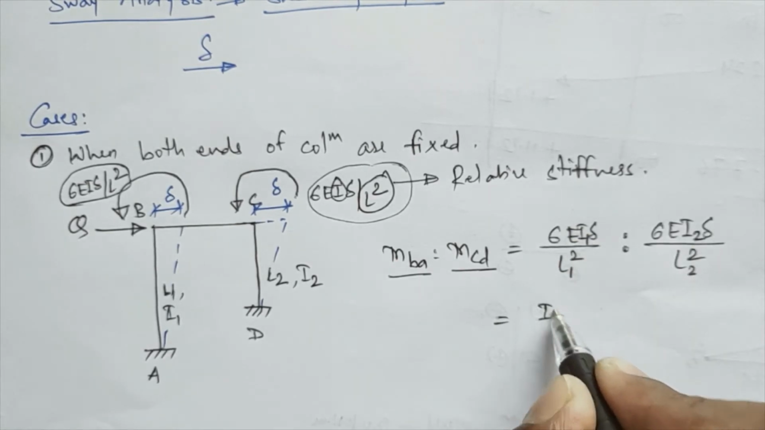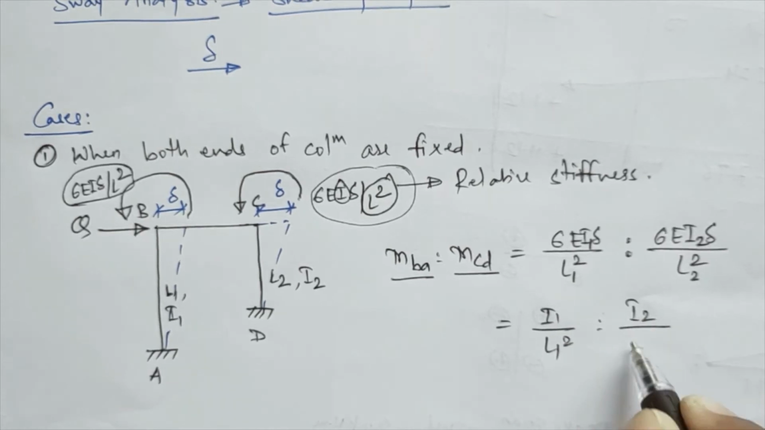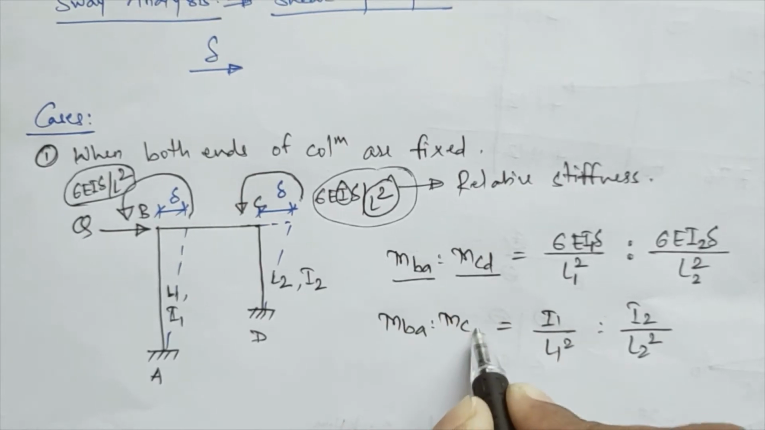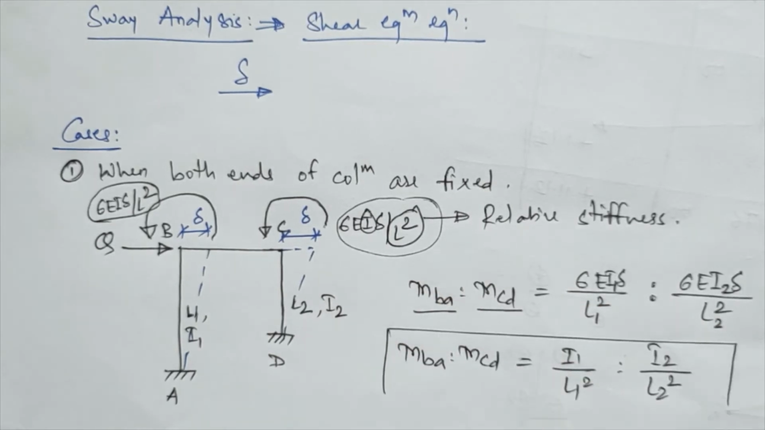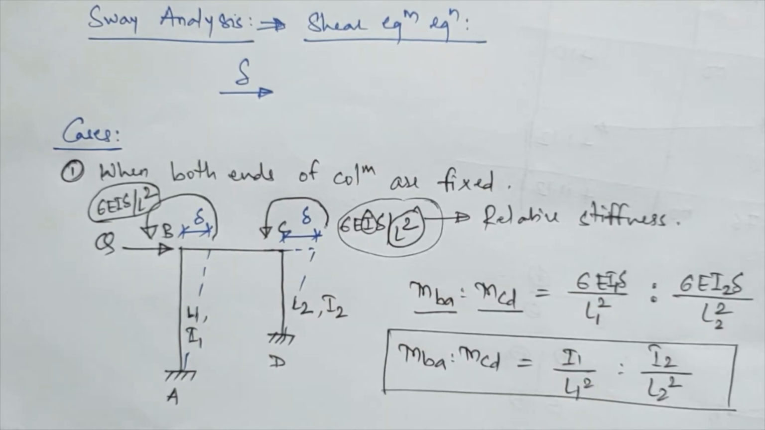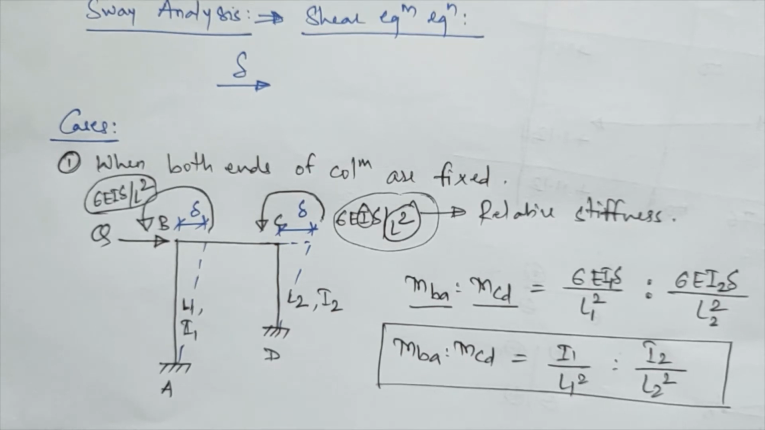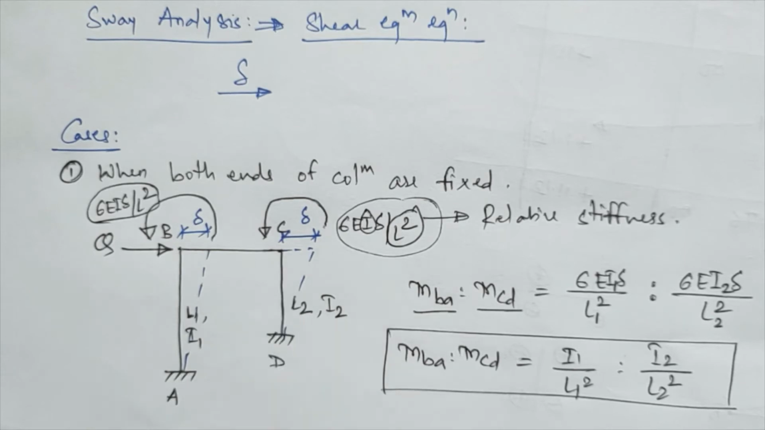That is I1 by L1 square is to I2 by L2 square will be remaining over there. So this will be your final ratio, that is MBA is to MCD. When both ends of the column are fixed, you have to take the moment of inertia ratio of the first column to the moment of inertia of the second column. It is equal to I1 by L1 square is to I2 by L2 square. So in this way you have to calculate the moment values of MBA and MCD.